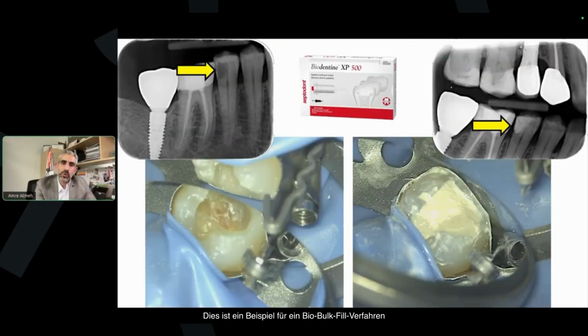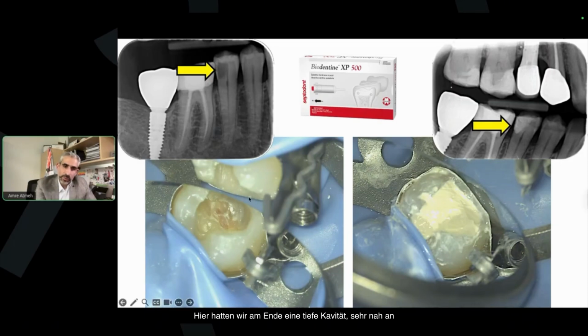And this is just an example of a bi-bulk fill procedure that was done on a lower right second premolar. So you can see that there's a deep caries lesion reaching the pulp. Now, radiographically, you can see that it's very, very deep, and you would think that it is reaching the pulp. And that's exactly what I was saying, that sometimes you cannot predict to which extent you will be excavating. But as long as you have one solution for all scenarios, then you don't have to really worry.